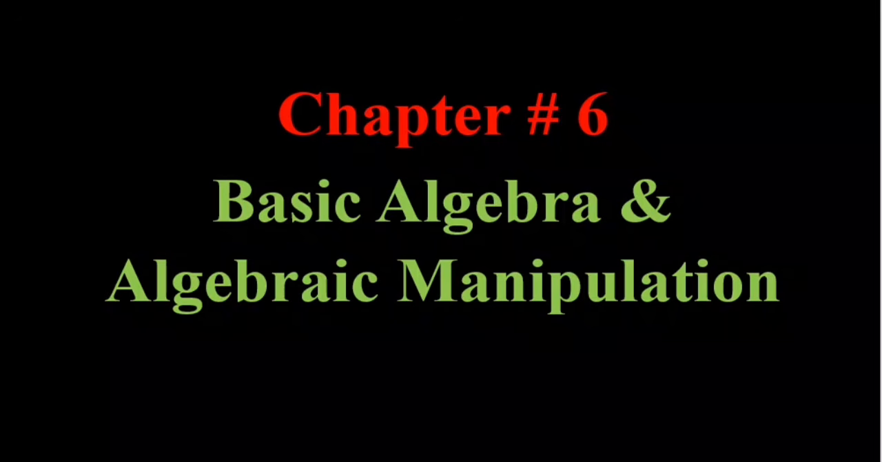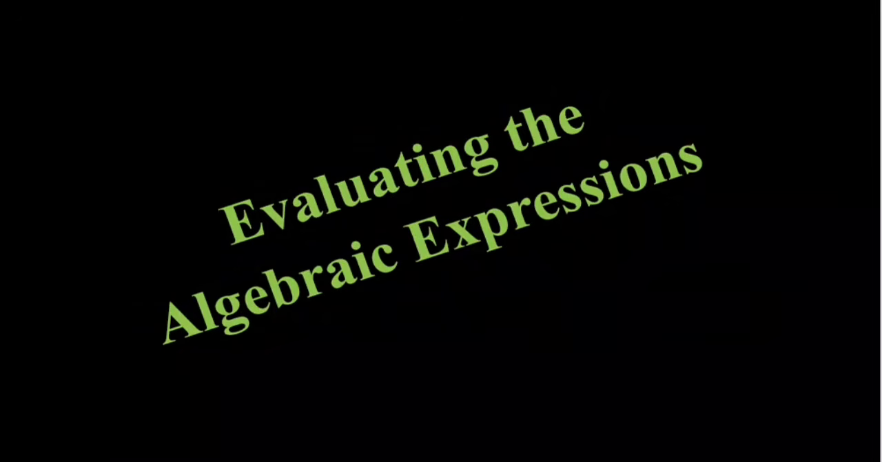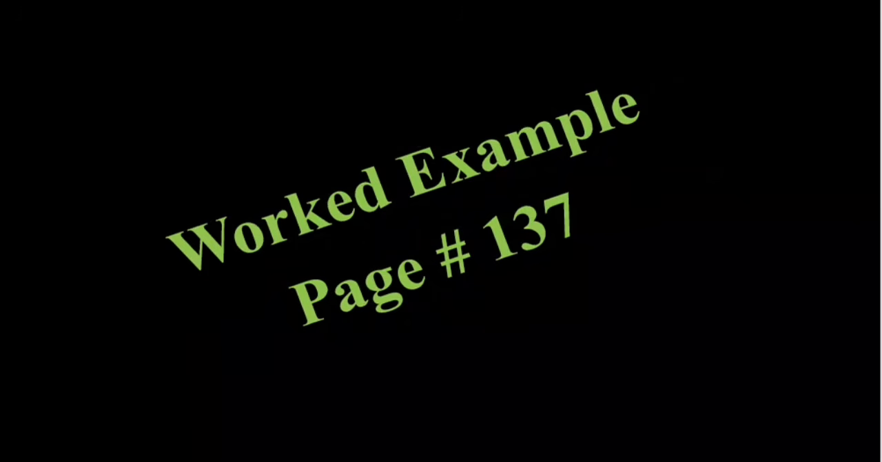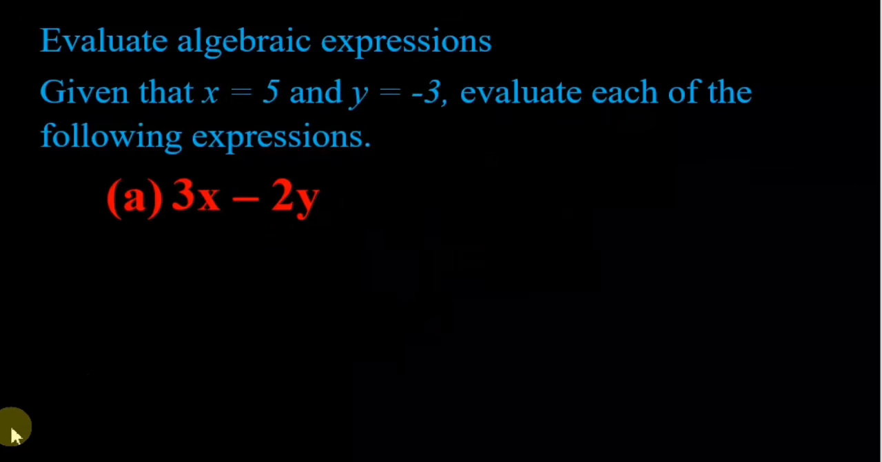Yesterday we learned about algebraic expressions: what algebraic expressions are, what the variables are, what the constants are, and what the coefficients are. Today we are going to start how to evaluate these algebraic expressions. So we start with the worked example at page number 137. As you know, there are worked examples and practice now questions in your book.